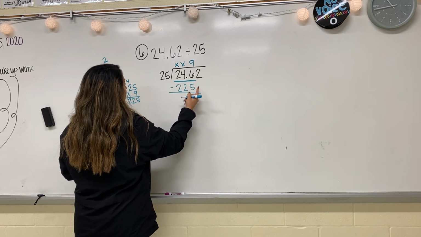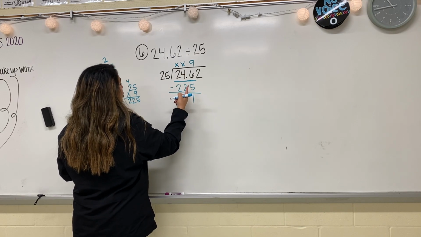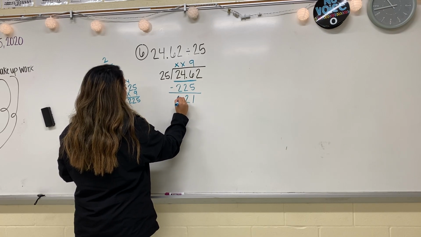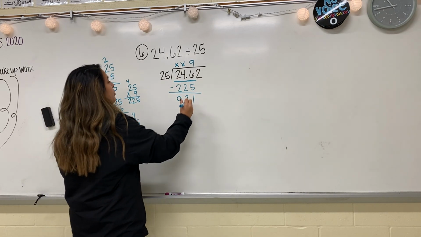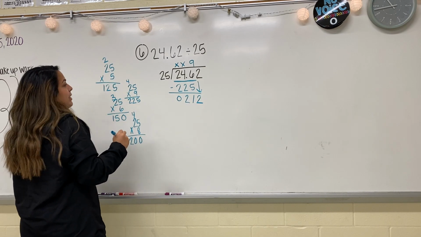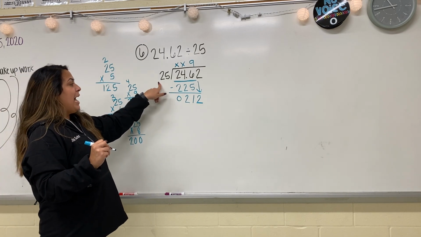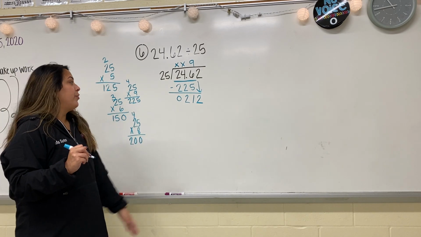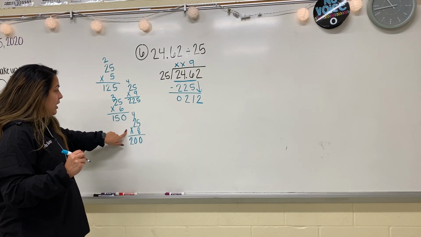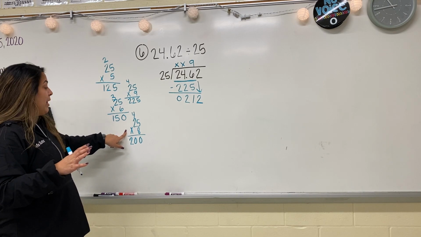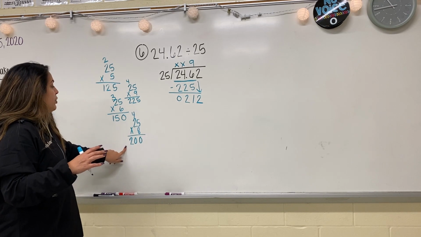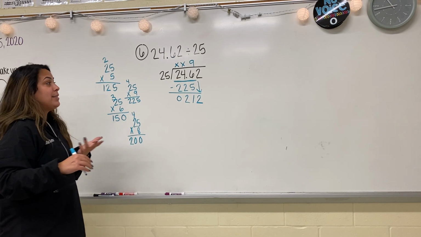6 minus 5 is 1. 4 minus 2 is 2. 2 minus 2 is 0. Remember, my next step is to bring down the next number, which is 2. Now I need to figure out how many times 25 can go into 212. Well, lucky for me, I did some scratch work. And right here, out of all the numbers I've multiplied, I see that 200 is as close as I'm going to get to 212. So I multiply 25 times 8 to get that.